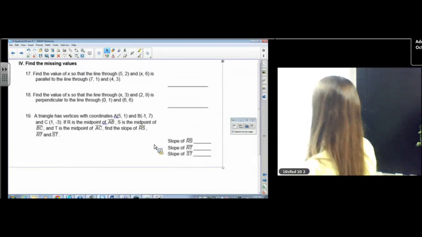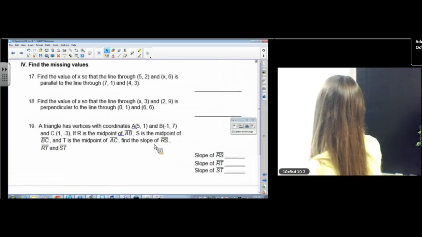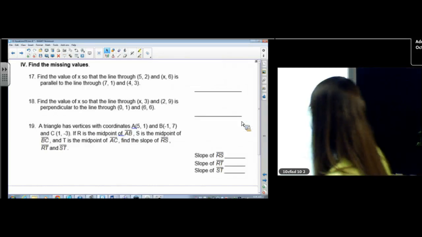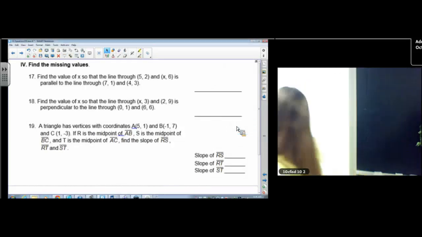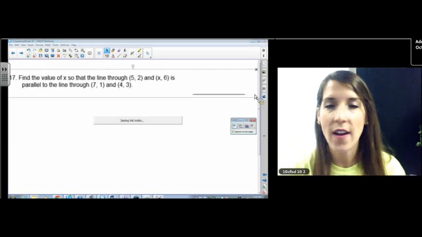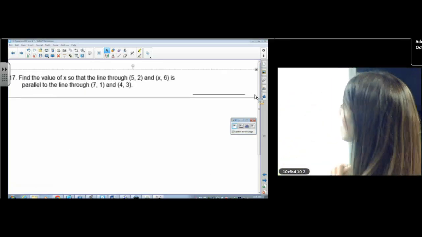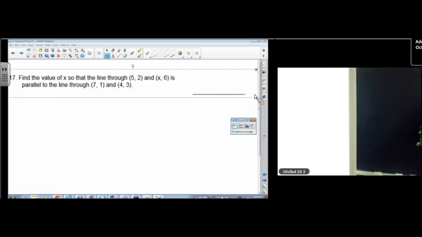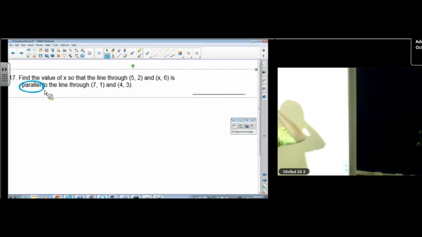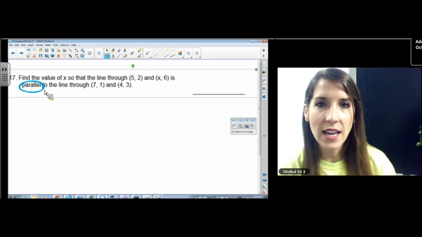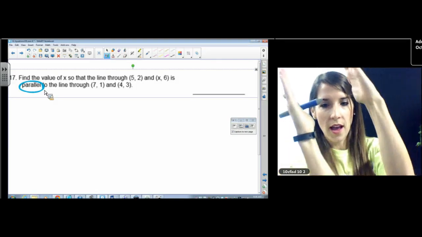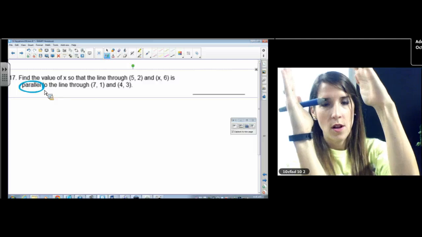17, find the value of x so that the line through those points is parallel to the line through those points. Okay, I actually need to capture it separately because I'll need to work a little bit on this. So step one is we're going to have to find the slope. We know that to be parallel, which everyone should underline, circle this word, if we want our lines to be parallel, you should immediately think, parallel lines, same slope.